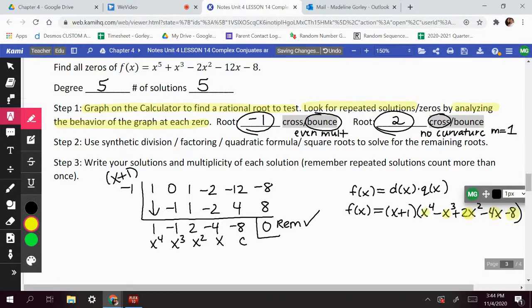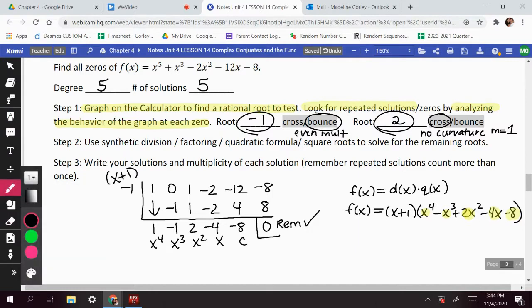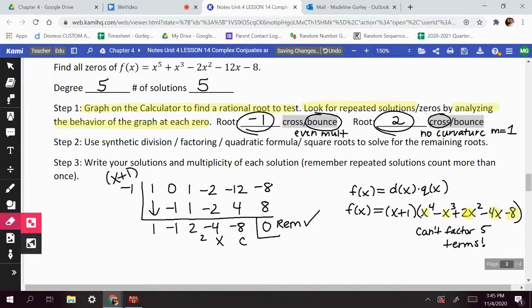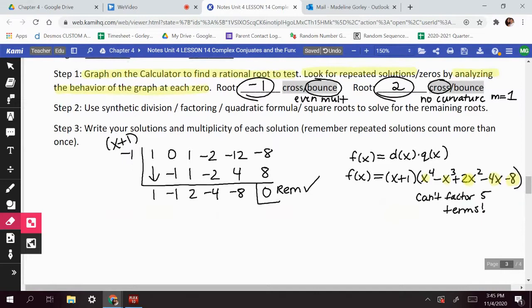Do we have a factoring technique for 5 terms? No, right? We don't have a factoring technique for 5 terms. Can't factor 5 terms. So what am I going to do? I'm going to do synthetic division over again. I'm going to go back over here, and I'm going to keep synthetically dividing until I can easily factor it, or until I get down to a quadratic function where if I can't factor it, I can use the quadratic formula.